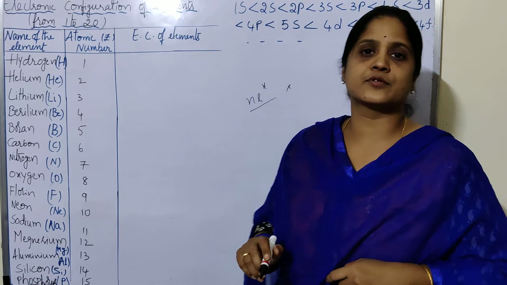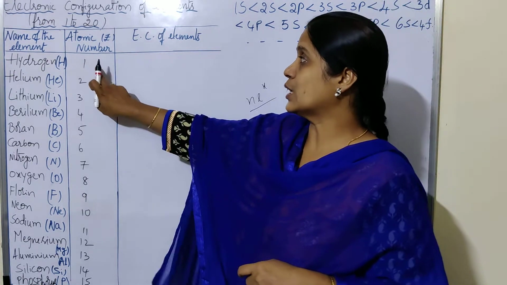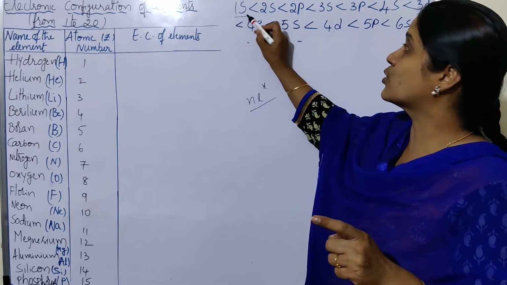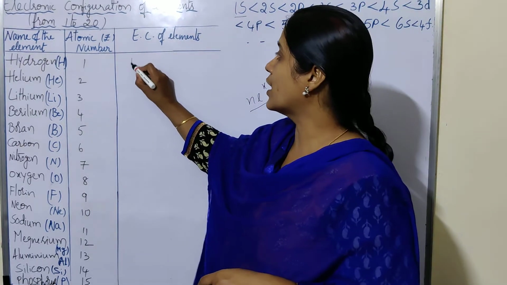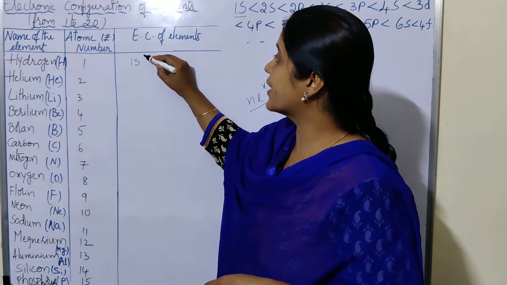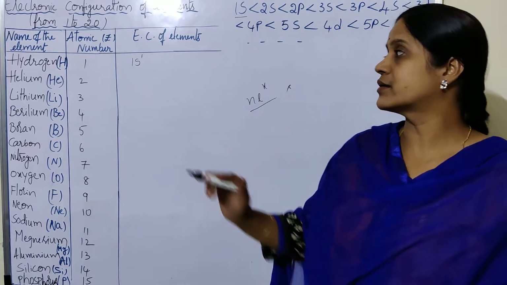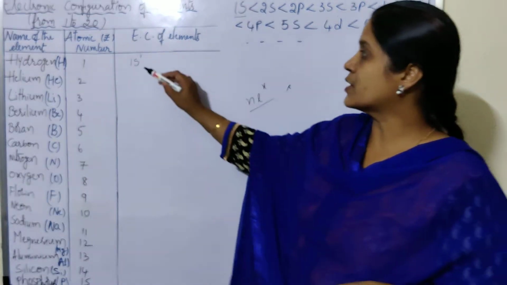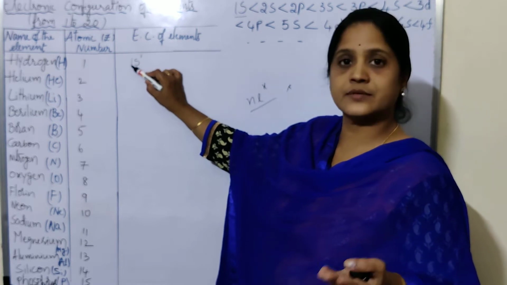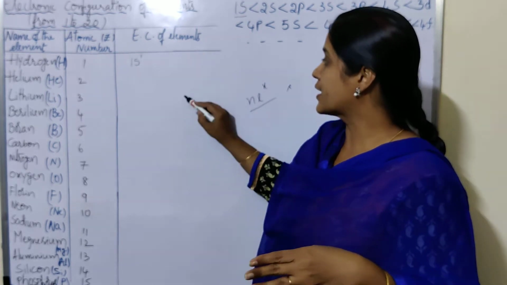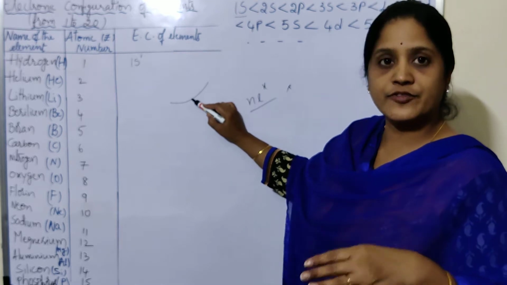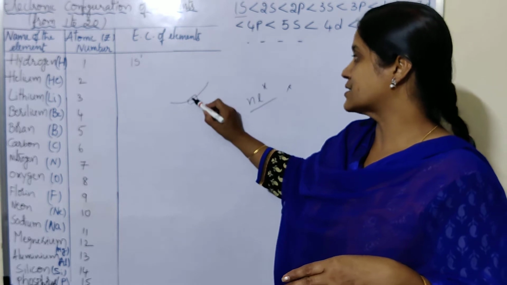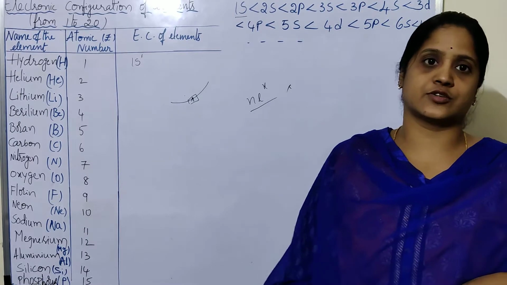First one is hydrogen. It has only one electron, so first we select the 1s orbital. In 1s, how many electrons are there? 1. So the electronic configuration for hydrogen is 1s1. This means the electron is in the first orbit, in the s orbital, and in the s orbital it has only one electron.